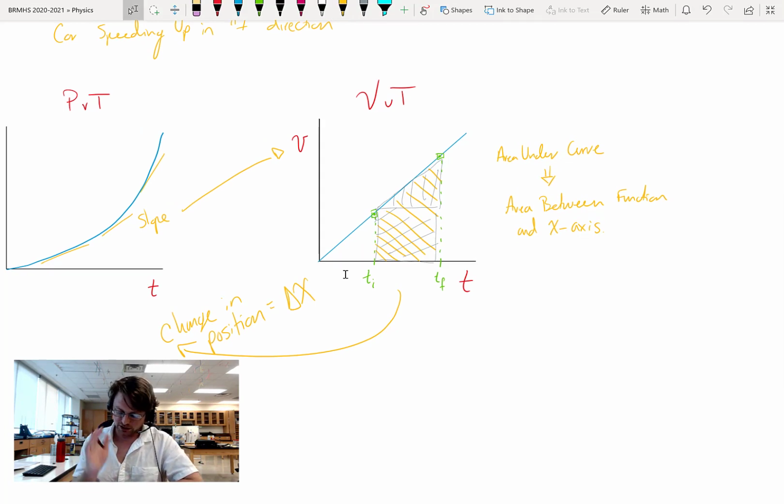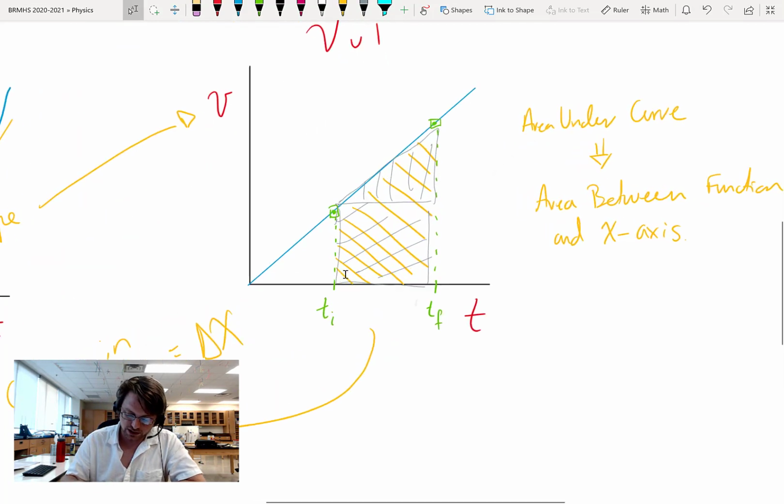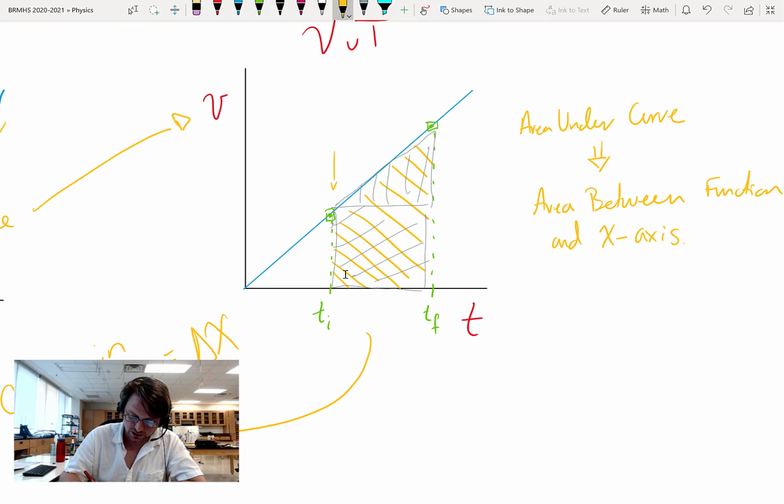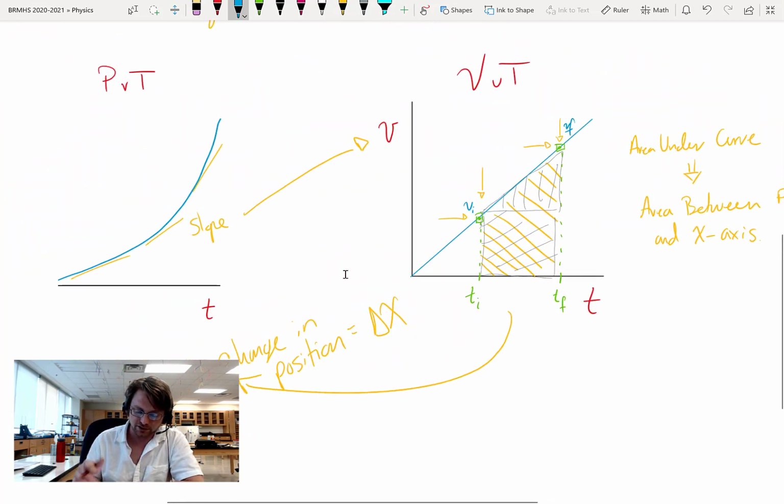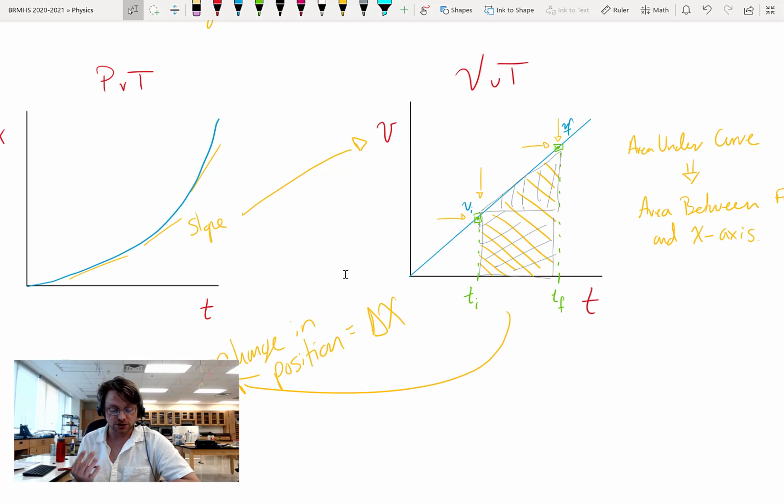So, think about that. If we have a certain area under the curve we care about, which is between this time and this time, and between this initial velocity and this final velocity, and we say, I wonder how much the car changed position between time initial and time final, you just need to find the area under the curve, which means the area between the function and the x-axis. That takes you back to the left to information about the position.